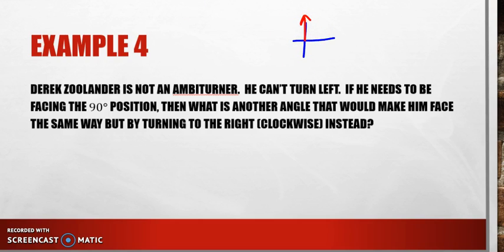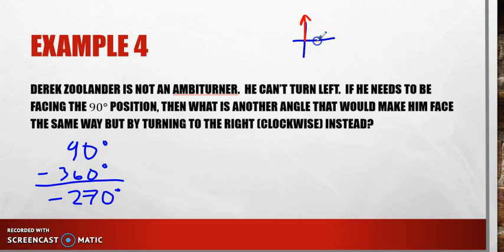So basically, I'm just asking you for the coterminal angle. If you start from 90 degrees and you subtract 360, that would give you negative 270 degrees. So negative 270 is the same angle measurement. It ends up facing the same direction. Going this way 90 is the same as starting from the beginning and going all the way around 90, 180, 270.